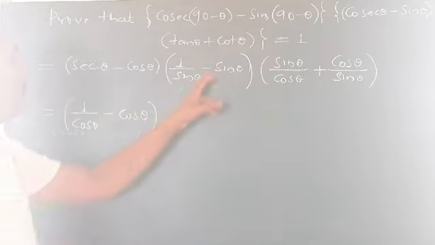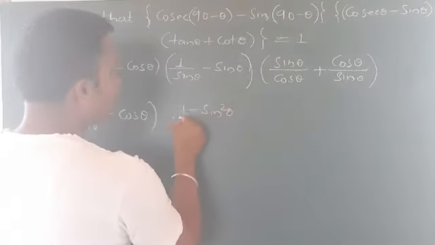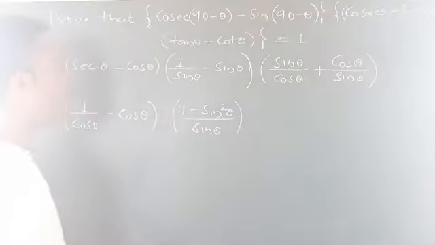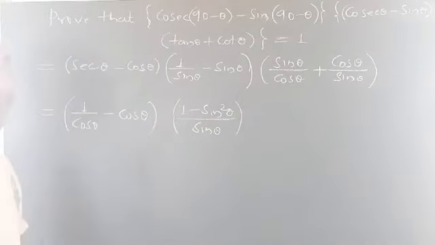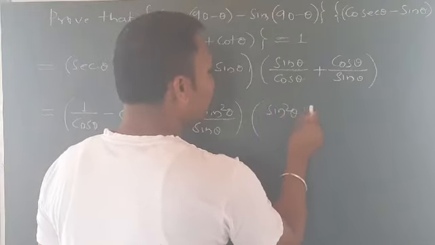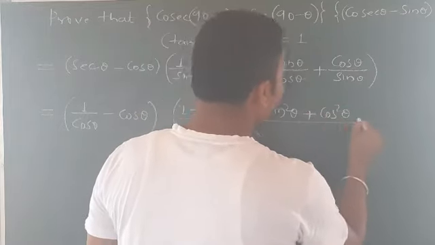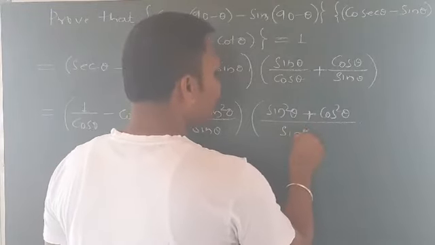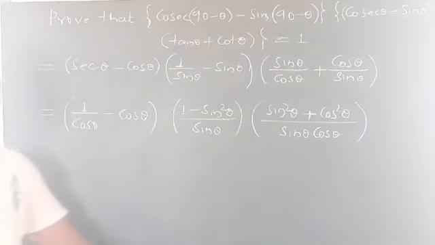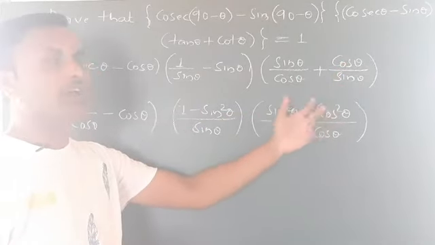Now next, I'll take the LCM. This becomes 1 minus sin square theta by sin theta. Next step, I'll cross multiply, so this becomes sin square theta plus cos square theta by sin theta into cos theta. What I did here is take the LCM and cross multiply: sin into sin, sin square theta; cos into cos, cos square theta; this is cos into sin or sin into cos.